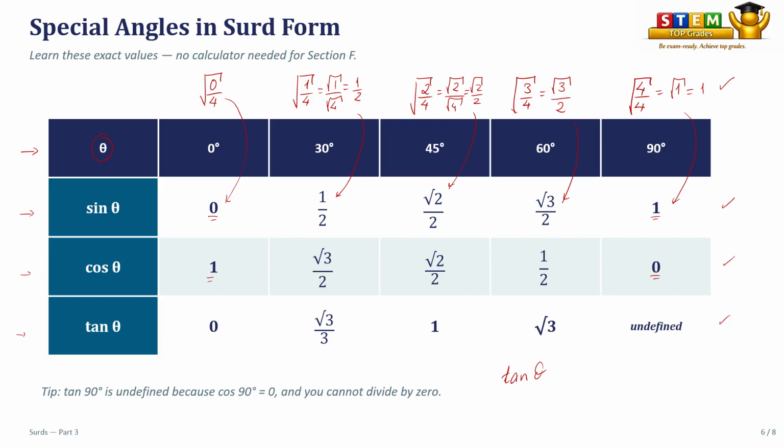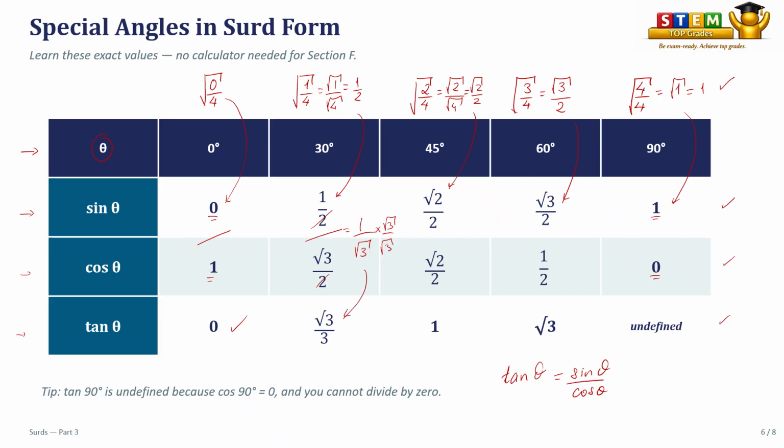To get tan theta, you need to do sine theta divided by cos theta. And what does that give us for each of these values? If, for example, you divide 0 by 1, you end up with 0. For 30 degrees, if you divide the top fraction by the bottom fraction, you cancel out the 2, and that gives you 1 over root 3. And if you multiply top and bottom by root 3, you will end up with this number.